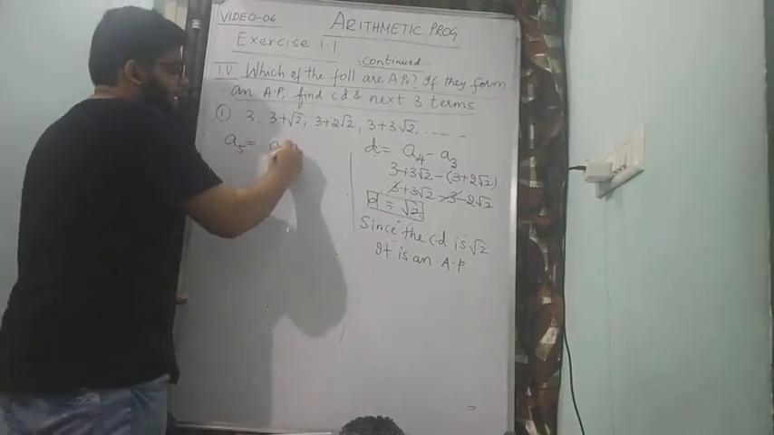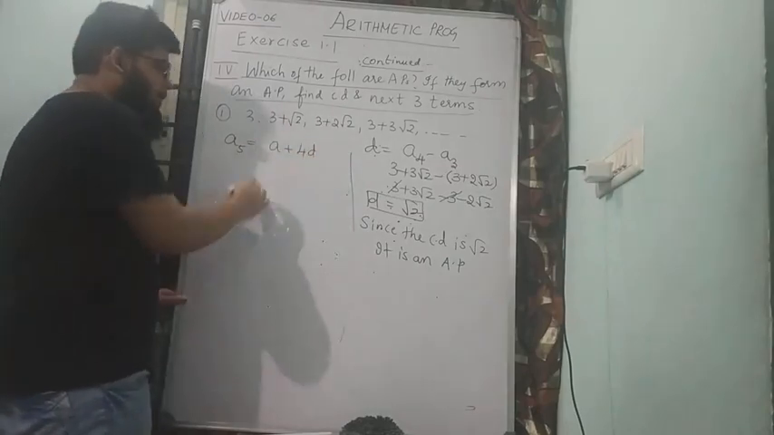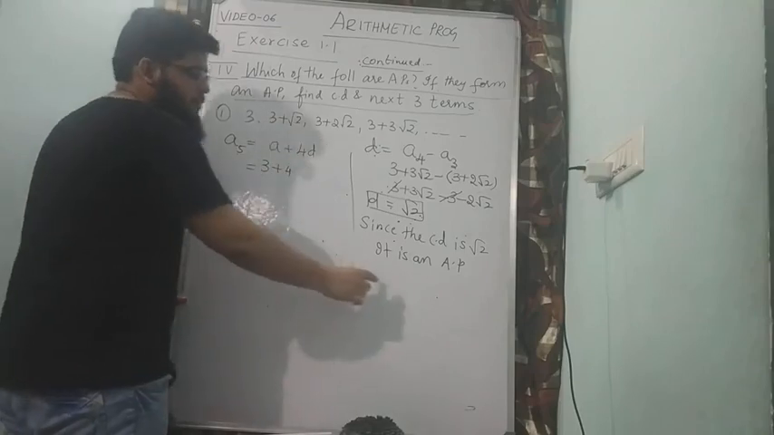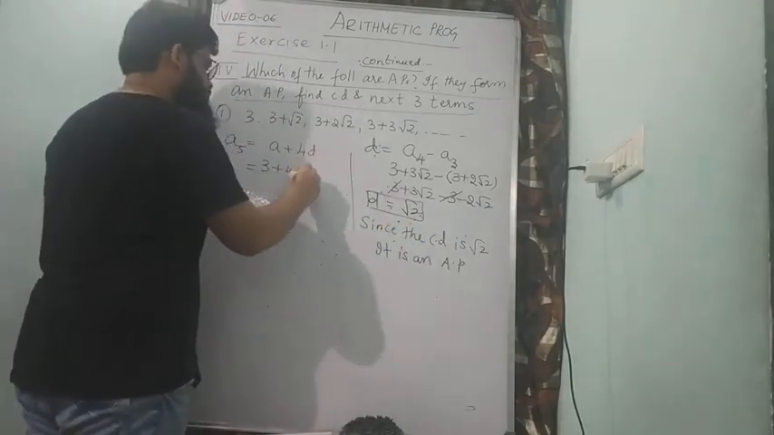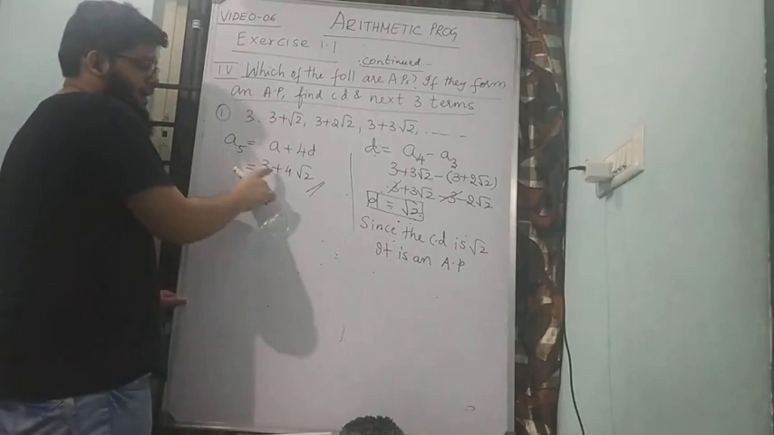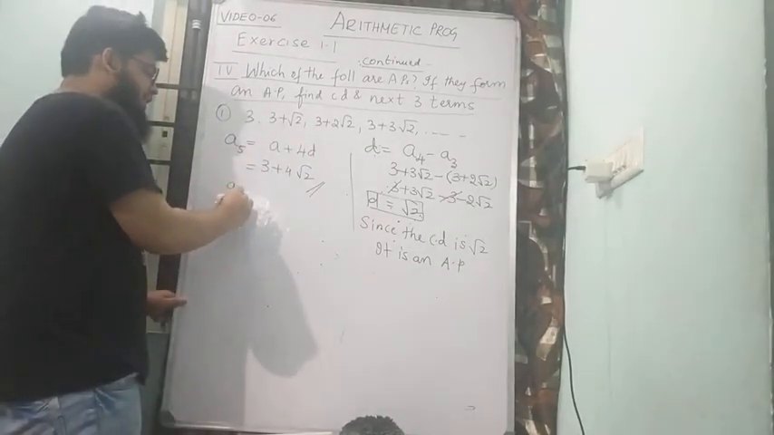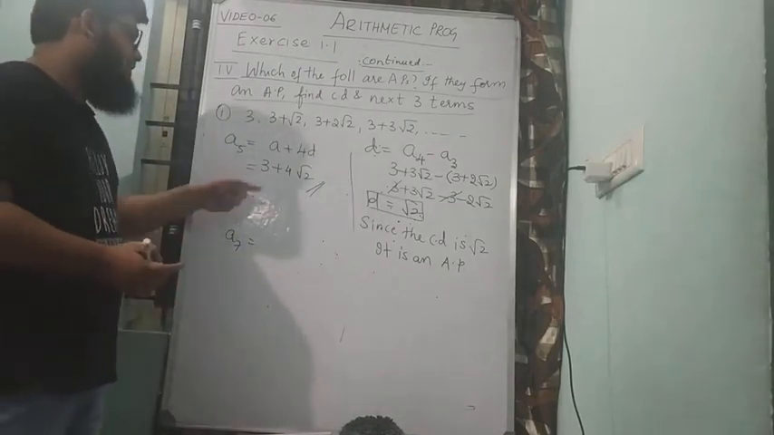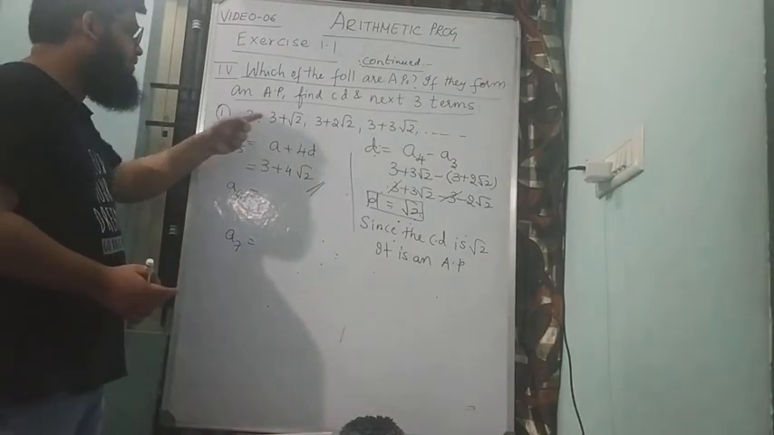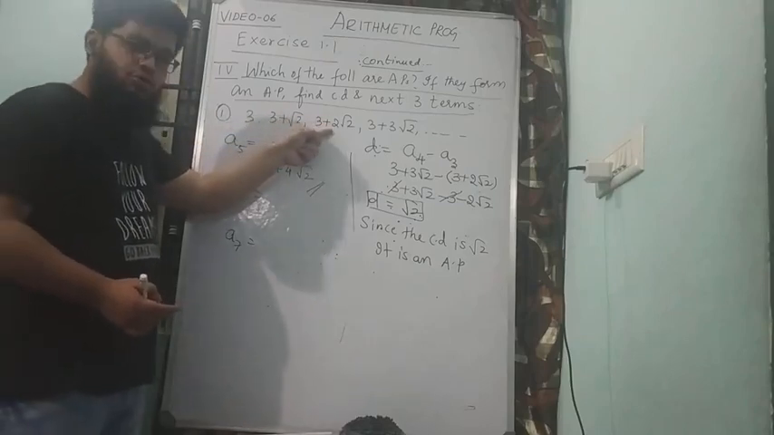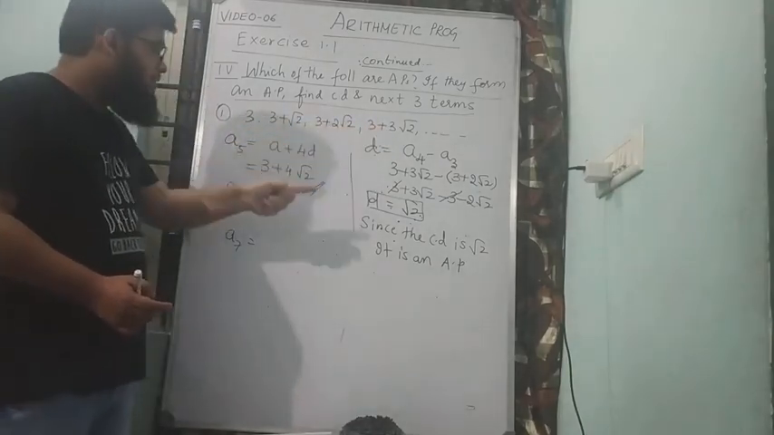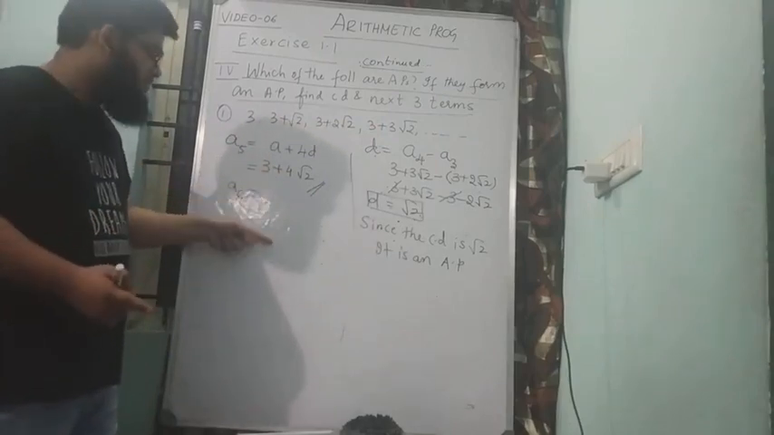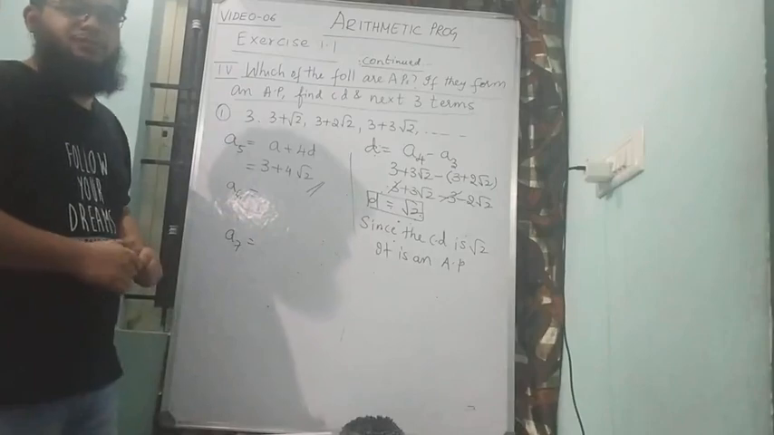A5, general form will be A plus 4D. Now A is the first term, 3, plus 4 into D, which is root 2. So this will be the answer for A5: 3 plus 4 root 2. Similarly, find out what will be A6 and A7. It is very obvious, just look at the pattern: 3 plus root 2, 3 plus 2 root 2, 3 plus 3 root 2, 3 plus 4 root 2, 3 plus 5 root 2, 3 plus 6 root 2. But yeah, just prove it.